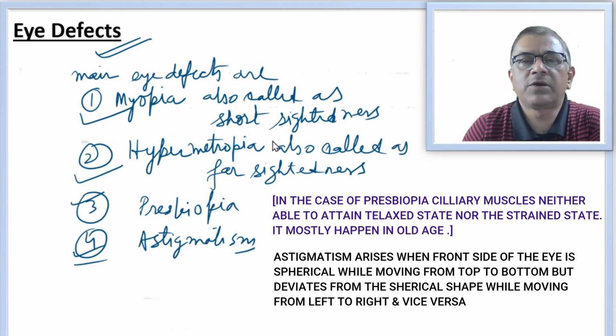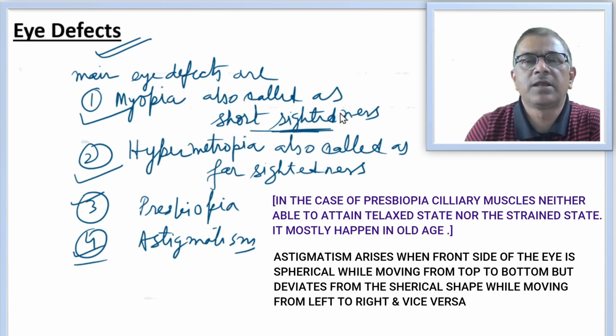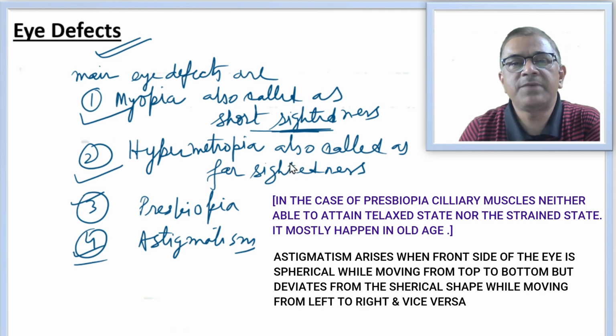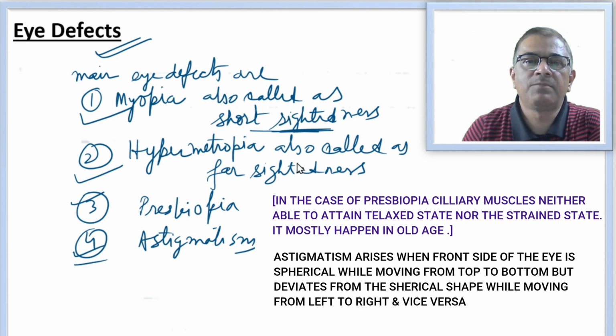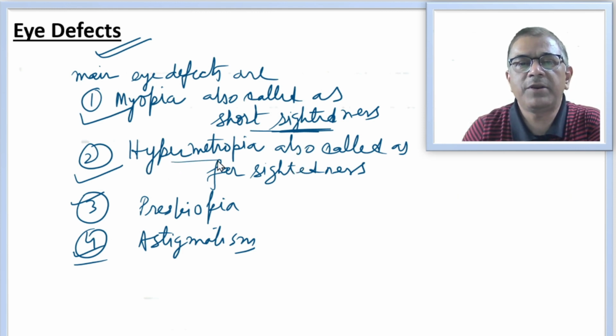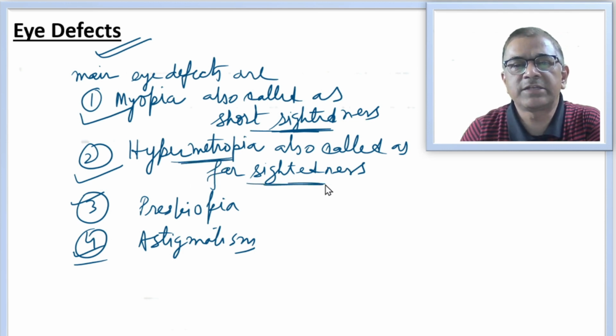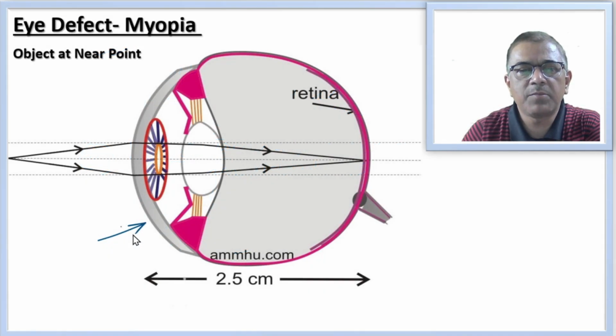So why do we call myopia as short-sightedness? Because in this case the person is able to see the objects lying close to him, but he is unable to see far off objects. And in the case of hypermetropia, the person is able to see far off objects but is unable to see the objects lying close to him. And this is a diagram of a person who is suffering from myopia.